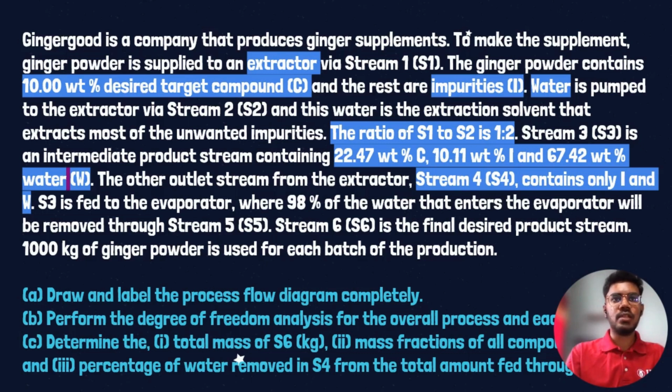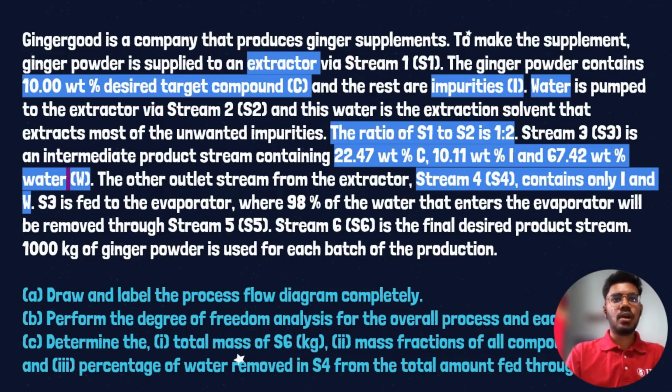Stream 3 is an intermediate product stream containing 22.47 weight percentage compound C, 10.11 weight percentage I, and 67.42 weight percentage water. The other outlet stream from the extractor, stream 4, contains only I and W. Stream 3 is fed to the evaporator, where 98% of the water that enters the evaporator will be removed to stream 5. And stream 6 is the final desired product stream. 1000 kg of ginger powder is used for each batch of the production.